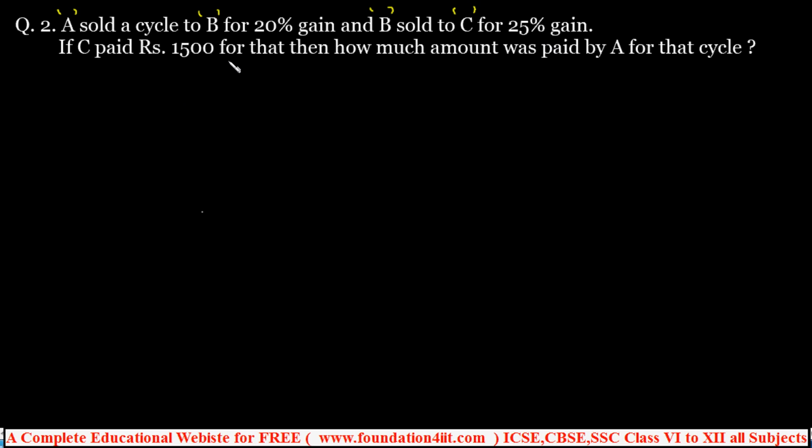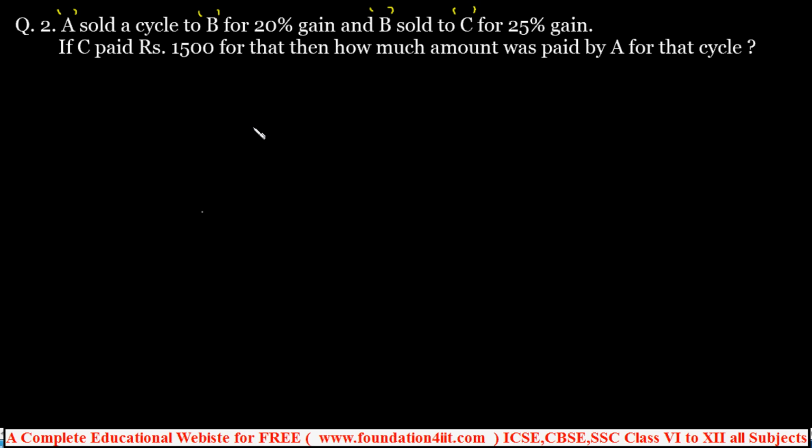If C paid 1500 for that, that means indirectly C paid 1500 to B, because B sold to C for 25% gain. If C paid rupees 1500 for that, then how much amount was paid by A for that cycle? So we should go the reverse process, or else first we will take A to B. So in this question, I'll explain this problem in two ways. First I'll explain step by step. The same problem, how to do it in the short method also, I'll tell you.